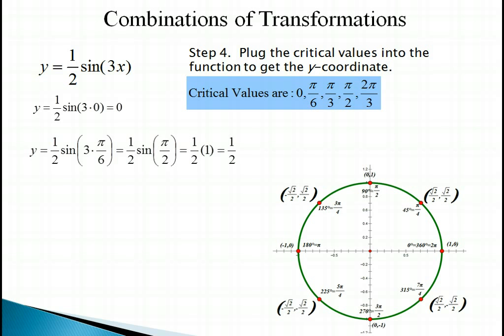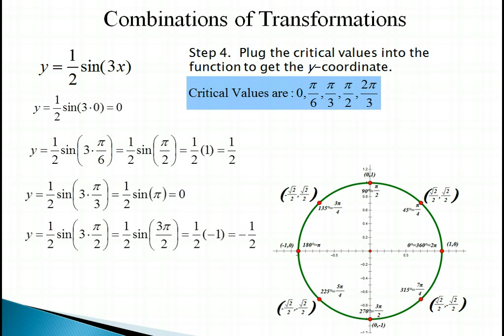Remember we said that there was an amplitude change here, so your highest point is going to be at 1/2, your lowest point is going to be at negative 1/2. Okay, plugging in pi over 3, we're going to multiply by 3 first, which gives us pi. The sine of pi is 0, so our output is 0. Next, we're going to plug in pi over 2, so that simplifies to the sine of 3 pi over 2, and that's negative 1. So our low point's at negative 1/2, as we expected.